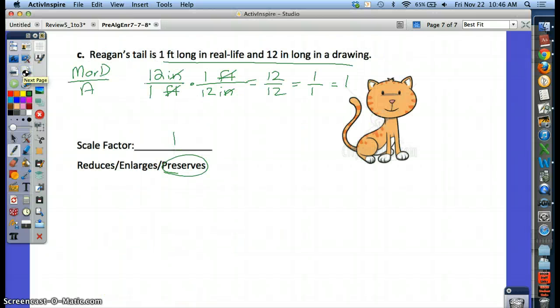And then the last one, make sure you set this one up with model over actual. So you actually have 12 inches long for the tail, over 1 foot for the real cat's tail. And then you cancel out feet and inches. And you can see here that 12 inches to 1 foot, those are the same thing. So this actually just preserves the size. Great work.